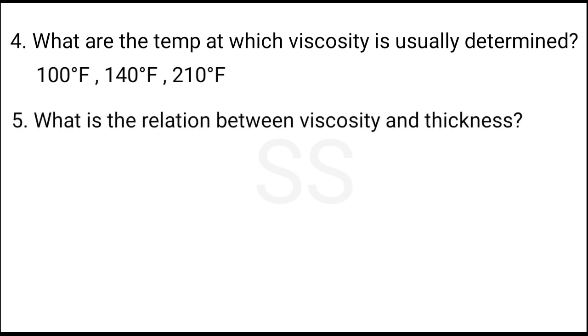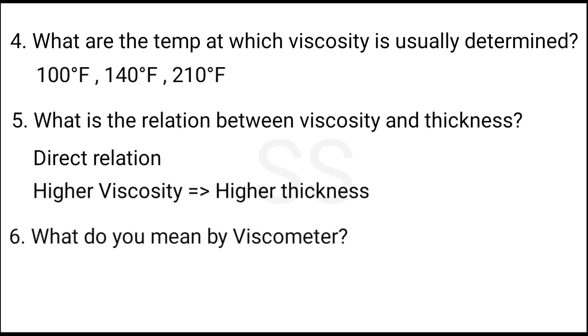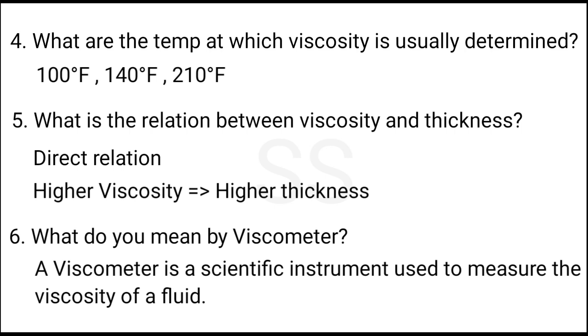What is the relation between viscosity and thickness? Viscosity and thickness follow a direct relation, which means the higher the viscosity, the higher will be the thickness, and harder it is for the fluid to move. What do you mean by viscometer? A viscometer is a scientific instrument used to measure the viscosity of a fluid.